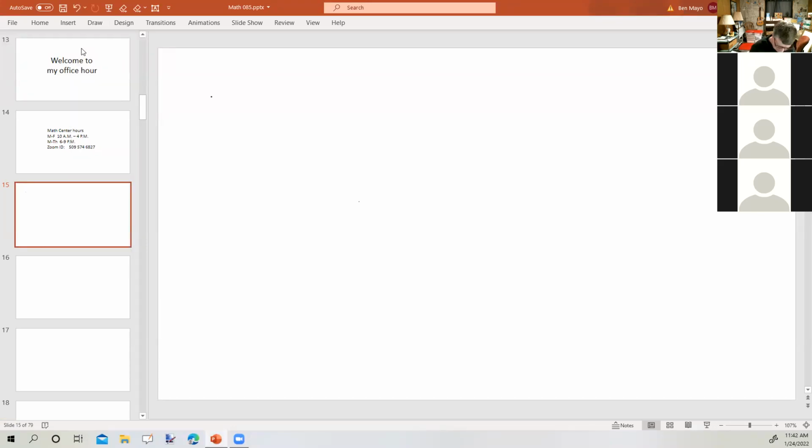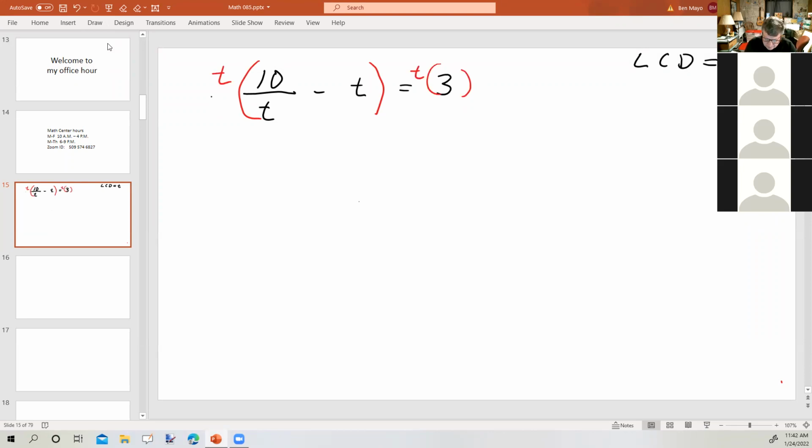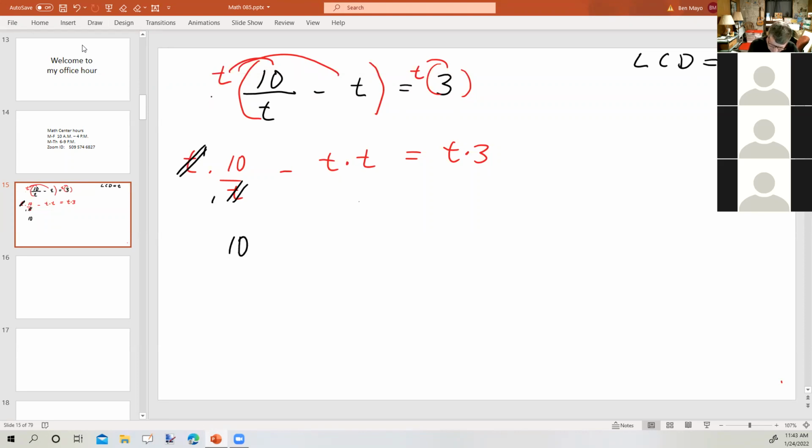Next problem. How about this one? We've got 10 divided by t minus t equals 3. So what's the least common denominator here? T. Correct. T. So we're going to multiply both sides of the equation by t. On the left side, we get t times 10 over t minus t times t equals t times 3. Okay. Going back and simplifying here, the t's reduce out and we get 10 minus t squared equals 3t.